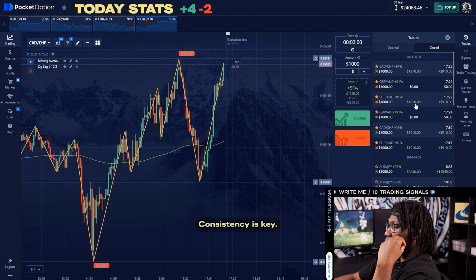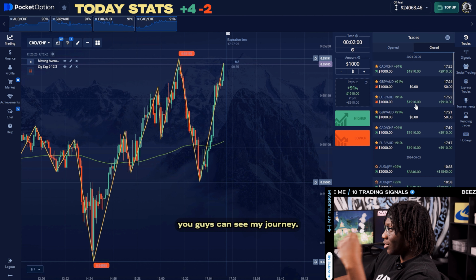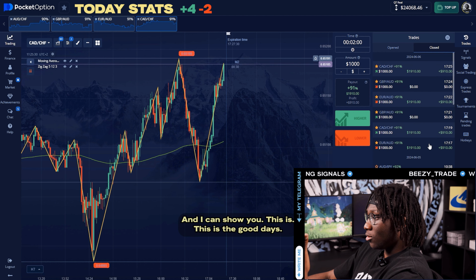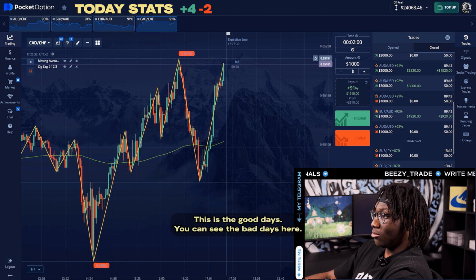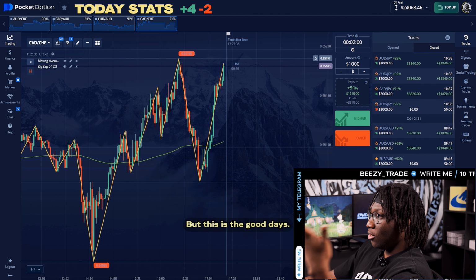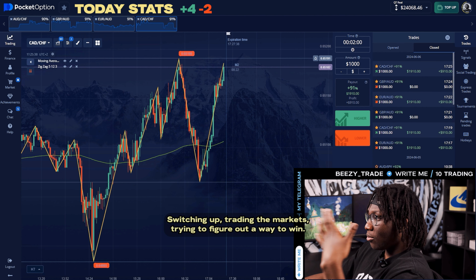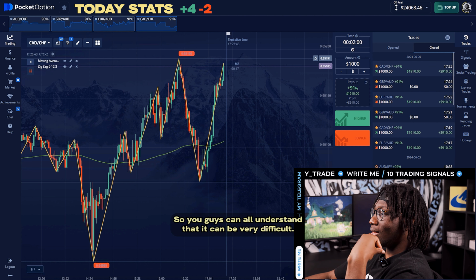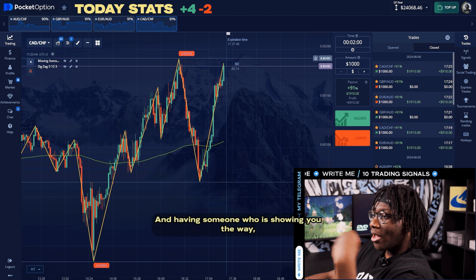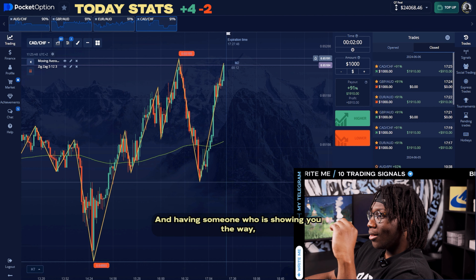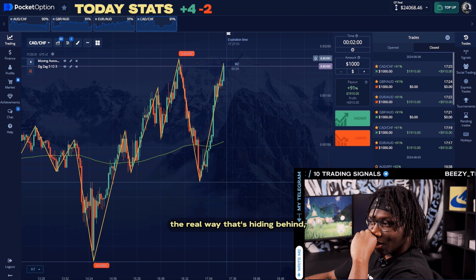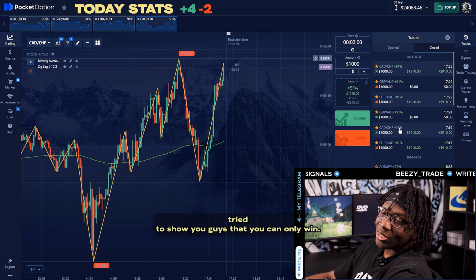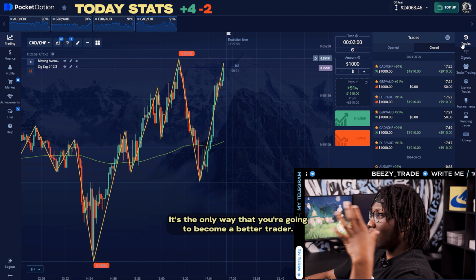Consistency is key. Doing this every day, you guys can see my journey. You can see how everything goes, and I can show you. This is the good days. You can see the bad days here. That is ridiculous, but this is the good days. Switching up, trading the markets, trying to figure out a way to win. So you guys can all understand that it can be really difficult, and having someone who's showing you the real way, not hiding behind a screen or trying to show you that you can only win, is the only way you're going to become a better trader.